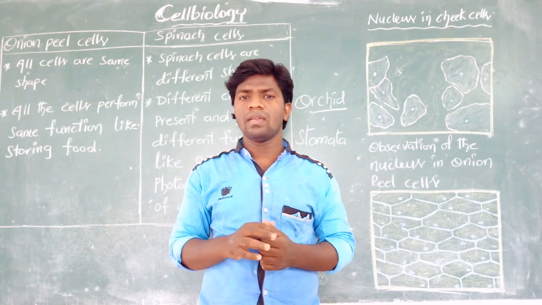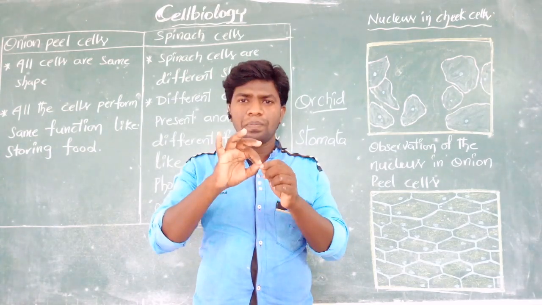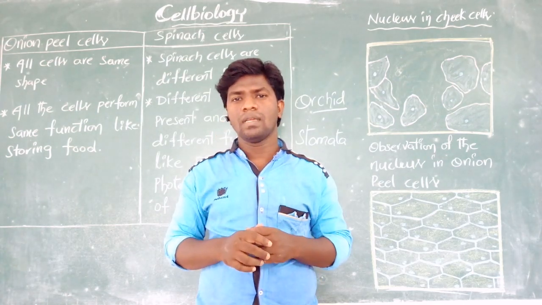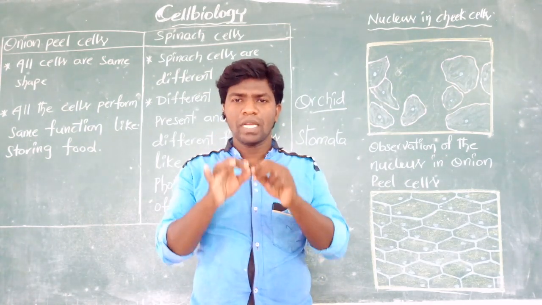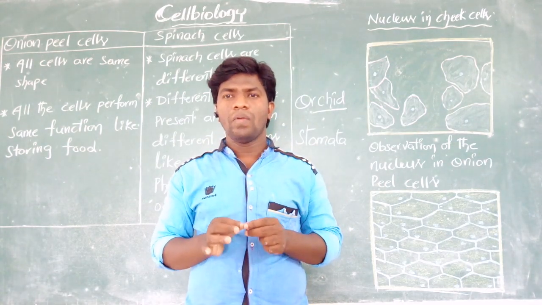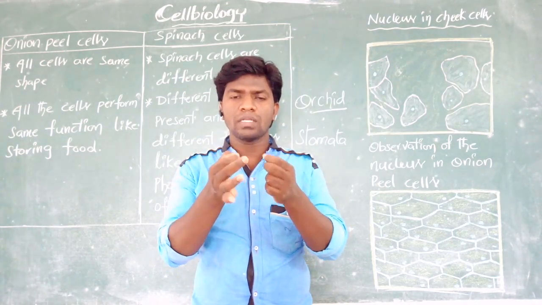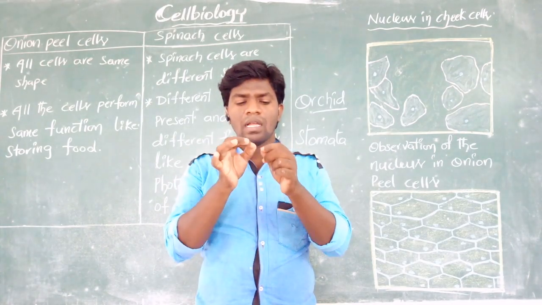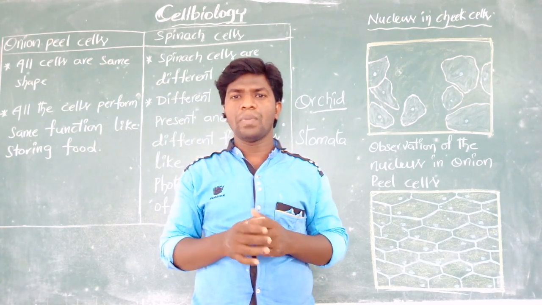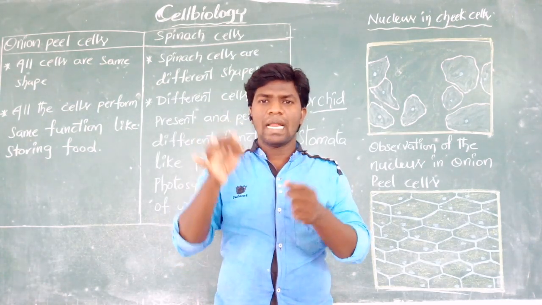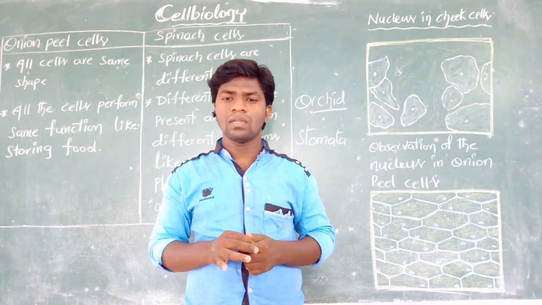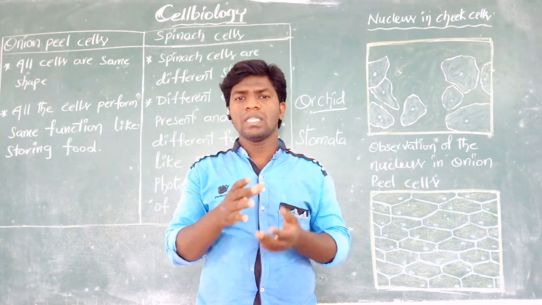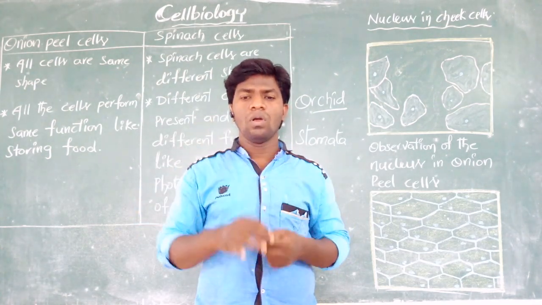So select one onion, remove the peel of the onion, and cut it into two equal halves, two equal parts. When you break it into two equal parts, a translucent membrane will appear between them. Collect that translucent membrane and place it on a slide. For this, you need to peel a membrane of the onion.